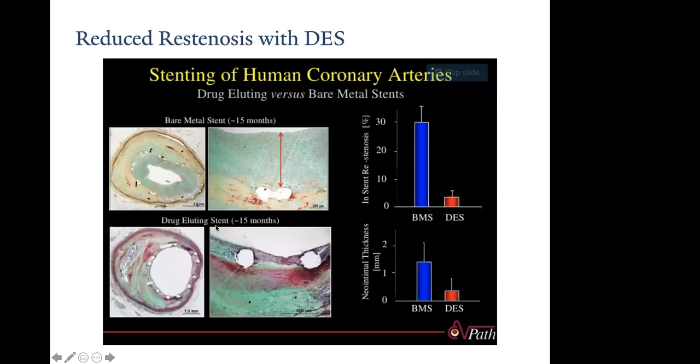Pathological analysis showed that in a bare metal stent, on this top figure, you have really significant neointimal hyperplasia at 15 months, as compared to a drug-eluting stent where you have your stent struts and really no neointimal growth at all, showing how successful these were. For in-stent restenosis at 15 months of follow-up, the drug-eluting stent was significantly lower compared to the bare metal stent, same with the thickness of the neointima, showing how it was measured.